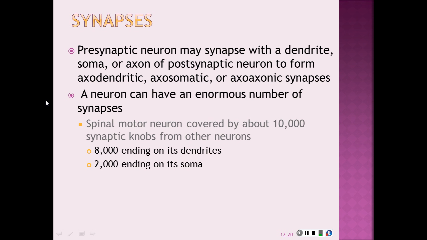Now, a neuron can have an enormous number of synapses. A spinal motor neuron is covered by about 10,000 synapses from other neurons. You have 8,000 ending on its dendrites and 2,000 ending on its soma.